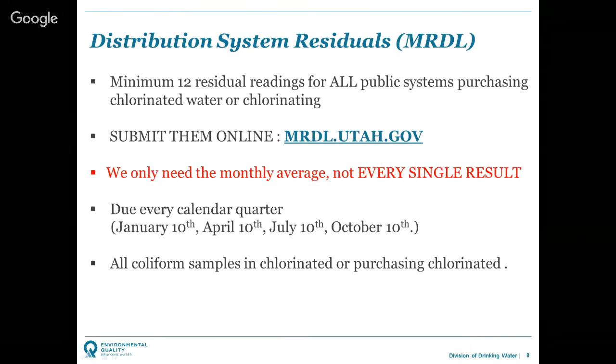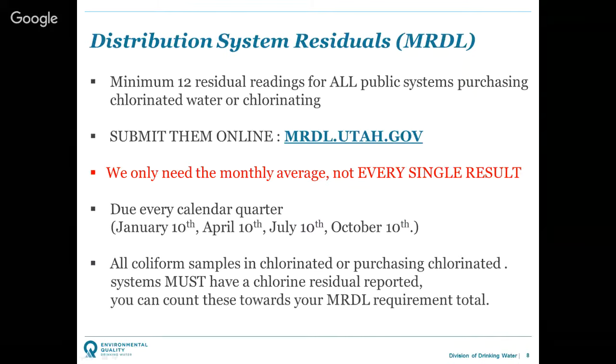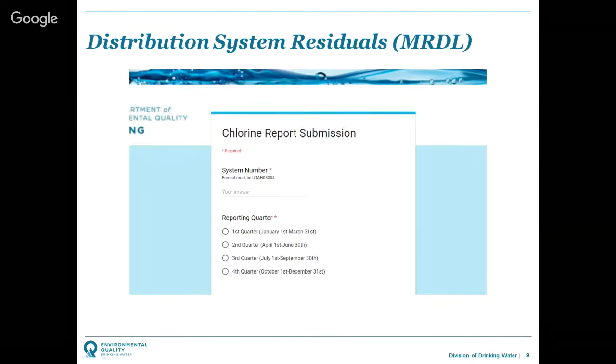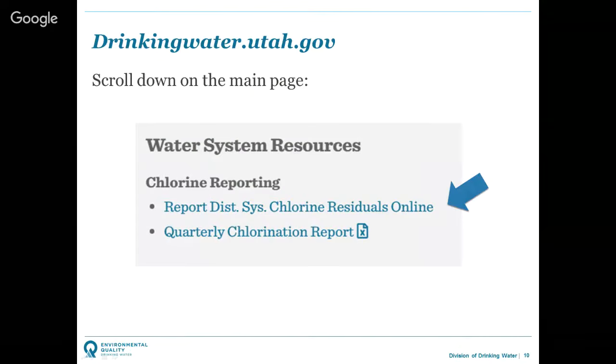So all coliform samples and chlorinated or purchasing chlorinated water have to have a residual, and we can use those towards your total requirement. So this is what the form looks like. You just go to myrtle.utah.gov, type in your water system number, the quarter that you're reporting. This is the link on our website. If you go to drinkingwater.utah.gov, that's the link to use.